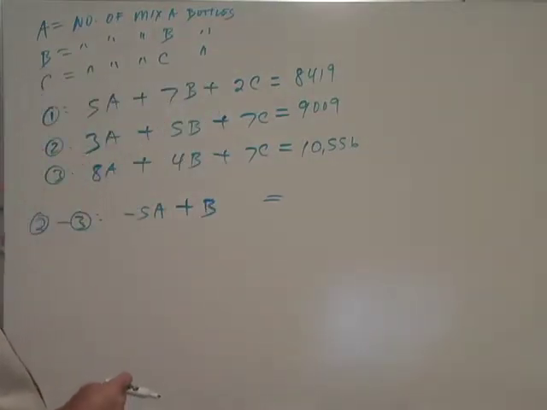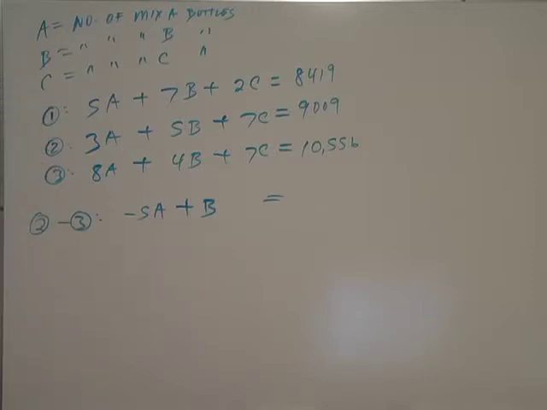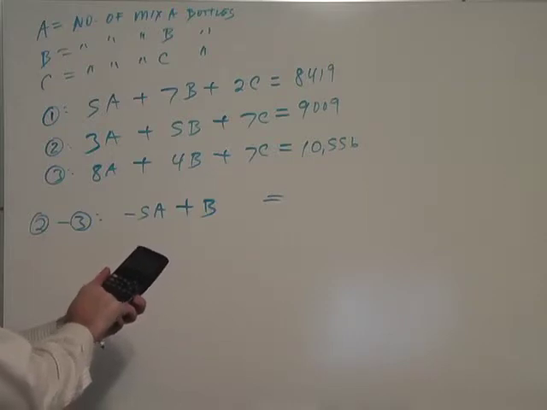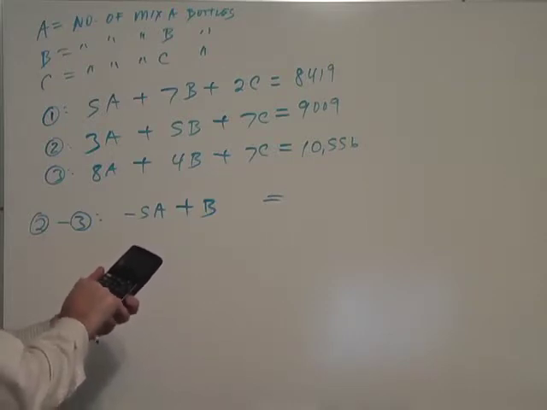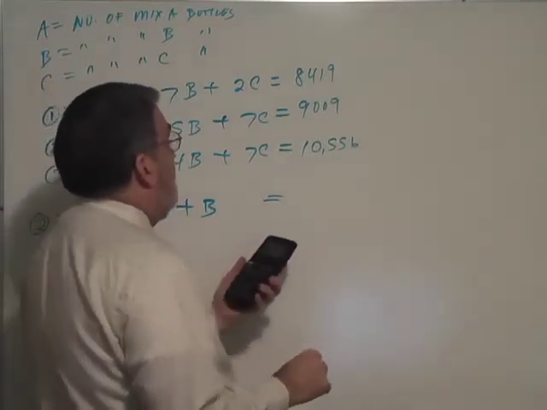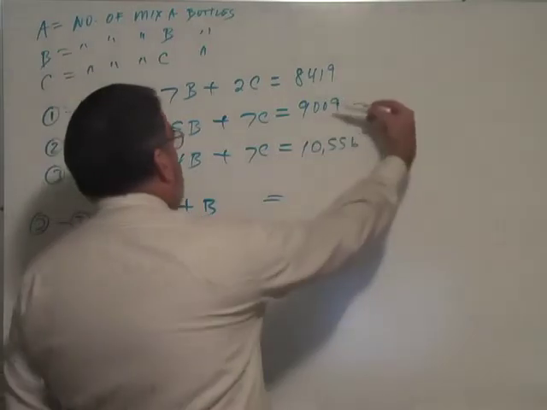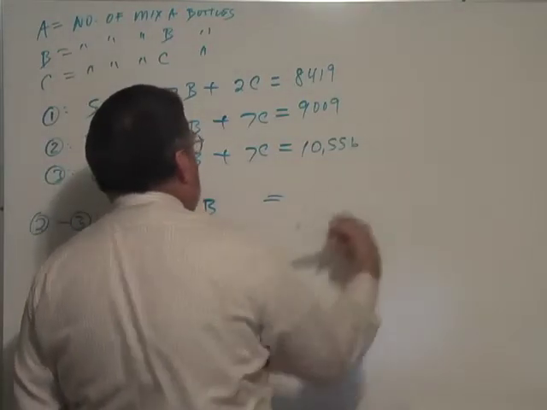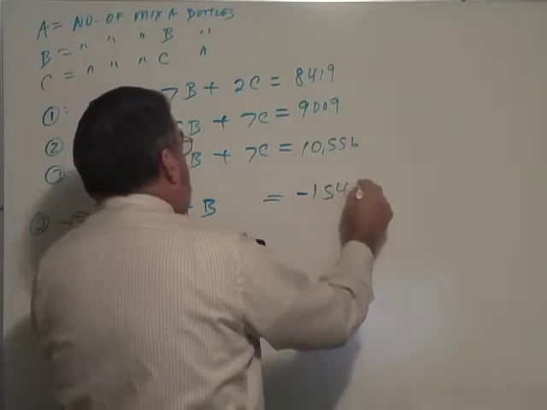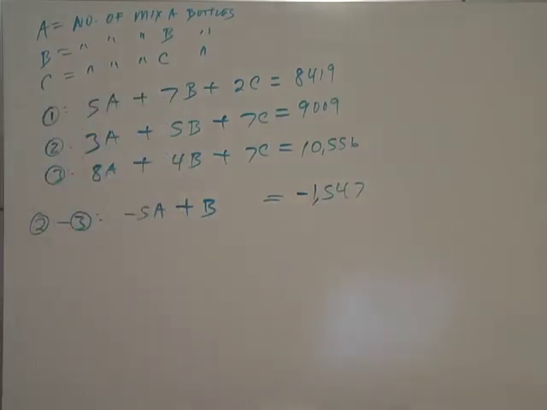And what would that be? Let me verify that. 10,556 minus 9,009 is 1,547. I said 1,047, but I meant 1,547. But it's negative because I have this number minus a larger number, so it's minus 1,547. Alright, so there's the first combined equation, eliminating c.